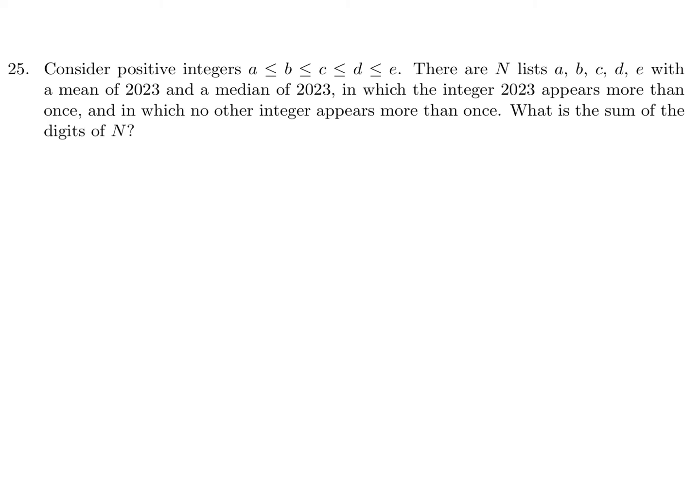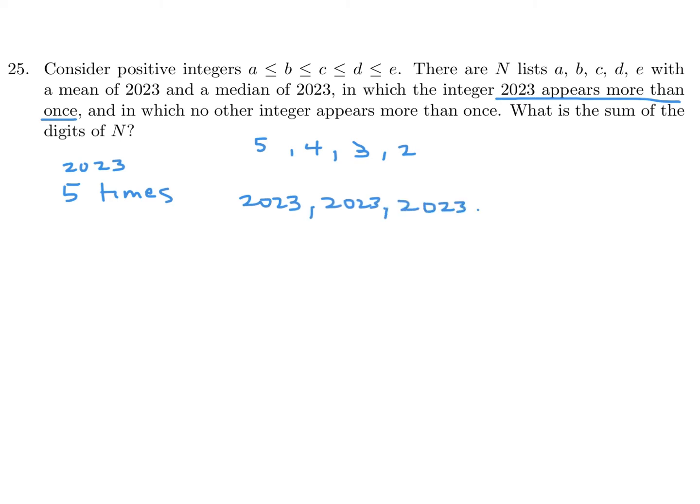Well, they're saying that the integer 2023 appears more than once. So more than once could mean 5 times, 4 times, 3 times, or twice, right? More than once. So let's go through these case by case. Let's say 2023 appears 5 times. Well, that means the list is 2023, 2023, and so on 5 times. So how many such lists are there? Well, there's only one such list, which I just wrote, so I'll just put 1 here. So we'll keep a tally here. Okay, so that's pretty straightforward.